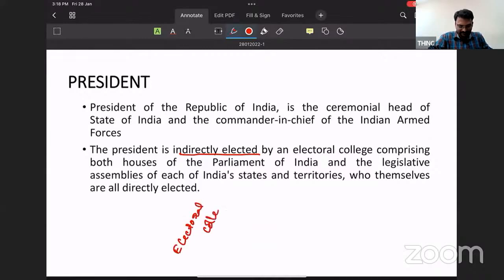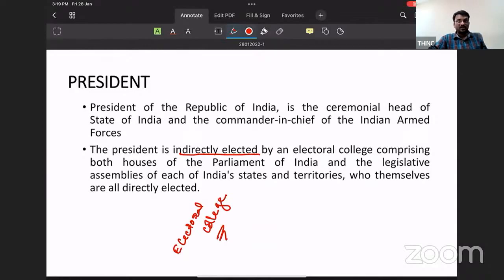The election uses a single transferable vote under a secret ballot system. The president is elected by proportionate voting. That means preference voting is happening. Proportional representation is an apt term for that. So the election of the Indian president is done by proportional representation.